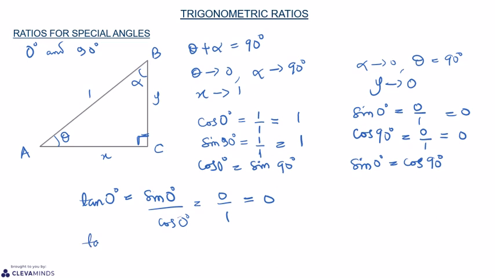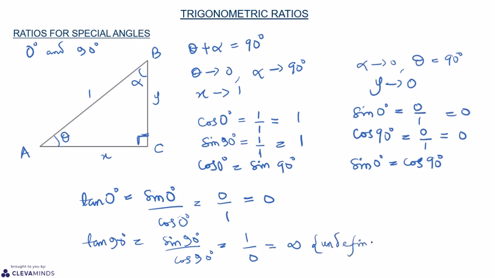Now let's come to tan 90 degrees. And that gives us sine 90 degrees over cos 90 degrees. Sine 90 degrees is 1. What's cos 90? 0. Right? So 1 over 0 is undefined. That is undefined. So this is how all this works. Good.